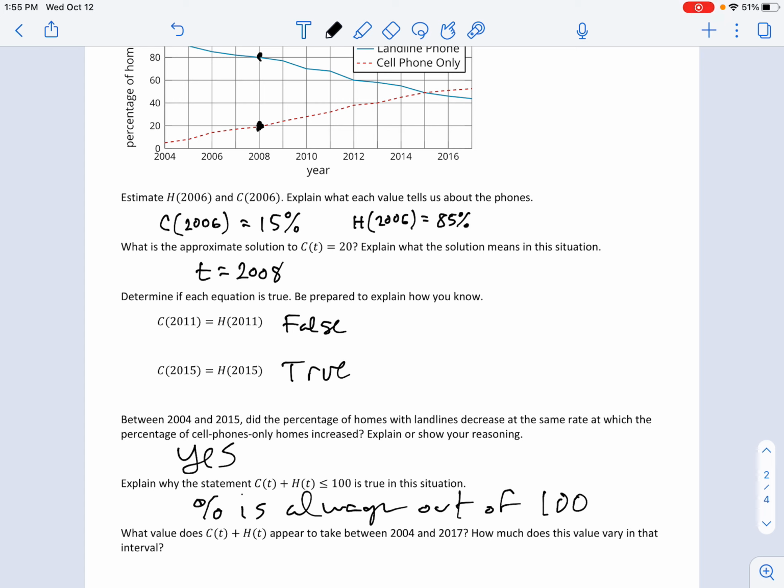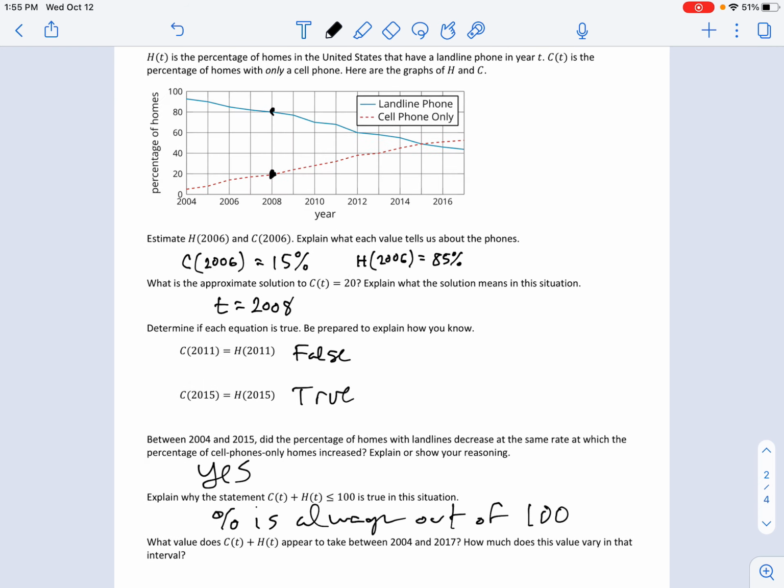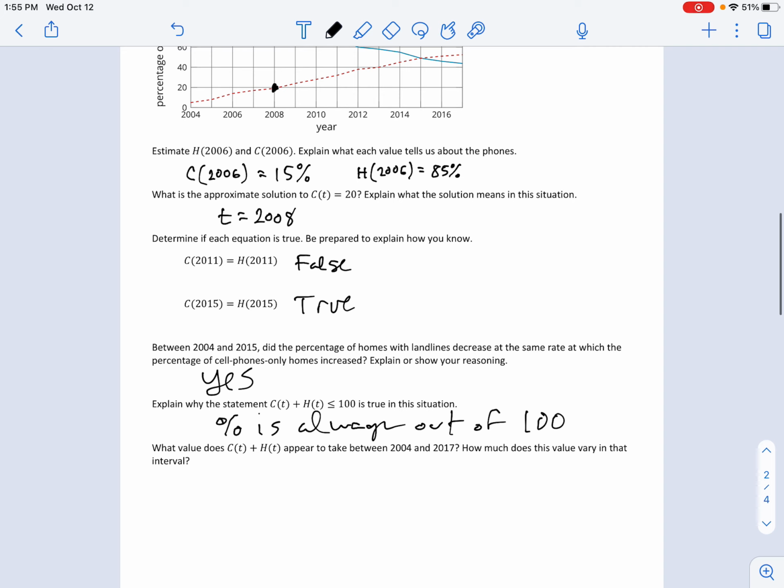All right, next question, it says, what value does C of t plus H of t appear to take between 2004 and 2017? How much does this value vary in that interval? Well, if we add them together, so this is kind of the same question, and the answer is it appears to take the value of 100, all right? It's because percent is out of 100, and it could be slightly less than 100 though. Like for the same reason I said before, there may be some homes that don't have a phone, so it could be 99%, 98%, but it's always going to be really close to 100.